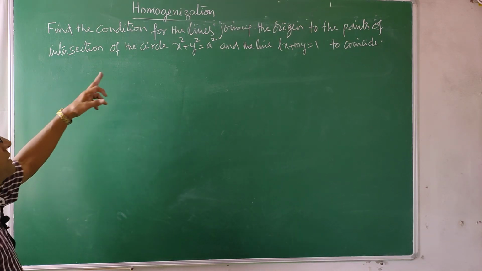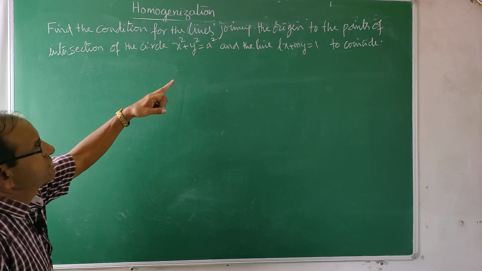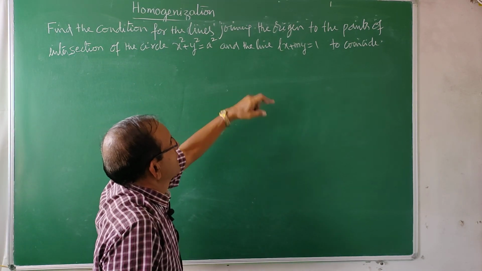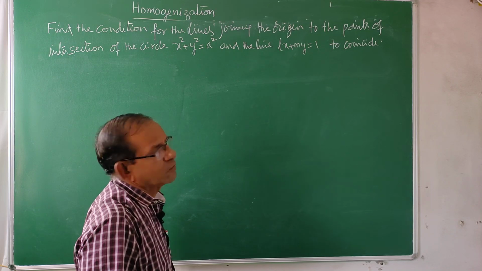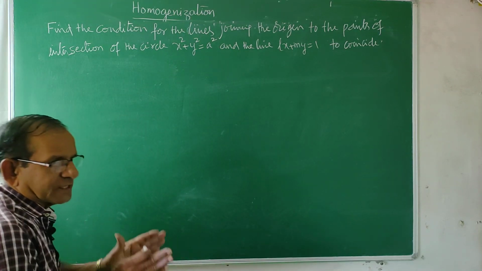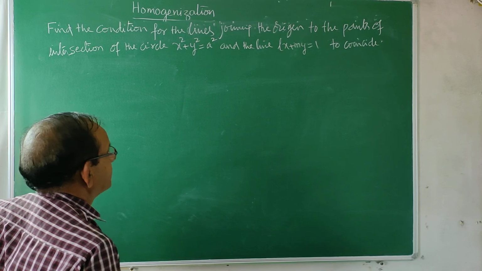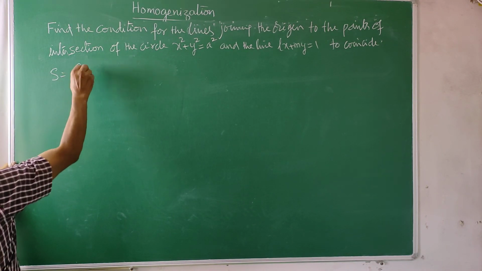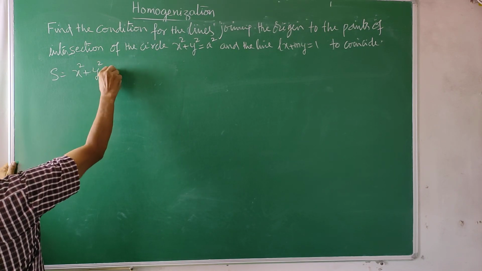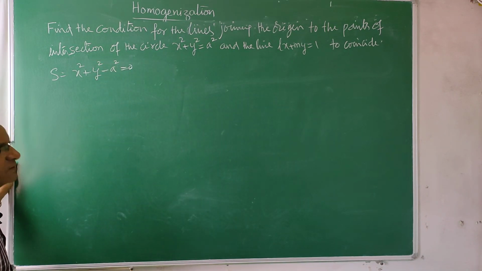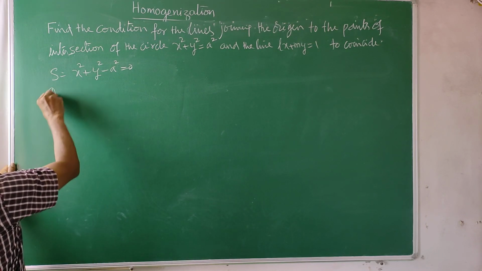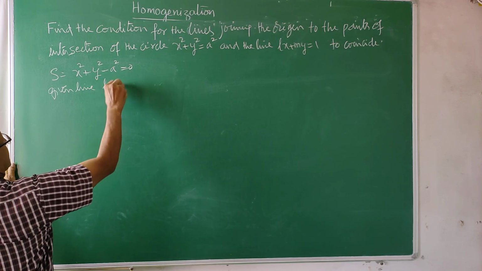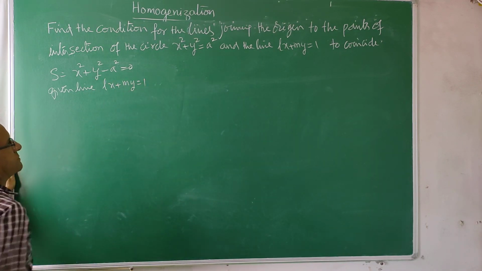Now say this question. Find the condition for the line joining the origin to the points of intersection of this circle and the line Lx plus My is equal to 1 to coincide. Those two lines must be coinciding. Now let us take this curve as S is equal to 0. S is equal to x square plus y square minus a square is equal to 0. Given line Lx plus My is equal to 1.